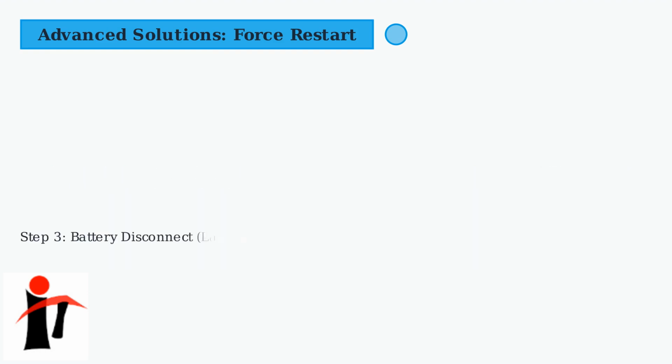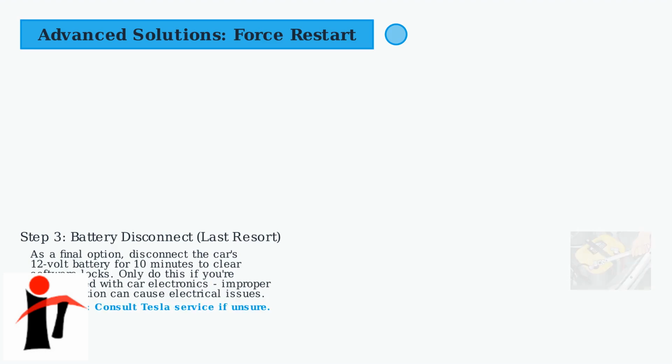As a last resort for stubborn issues, disconnect the car's 12-volt battery. This can clear persistent software locks by resetting the vehicle's electrical system. However, only attempt this if you're comfortable working with automotive electronics and know the proper procedure. Disconnect for exactly 10 minutes, then reconnect carefully. If unsure, contact Tesla service instead.